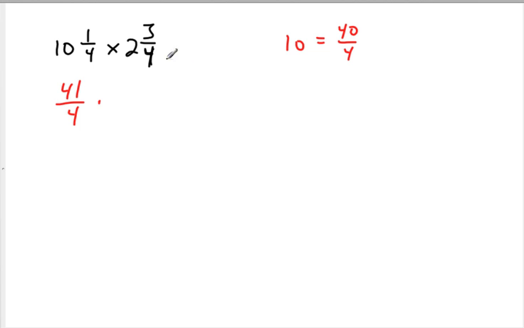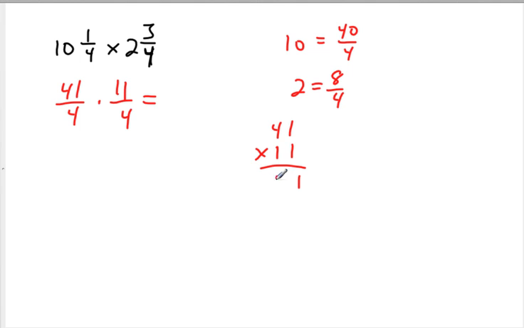And then we're going to multiply that by, if we wanted 2 and we wanted to turn 2 into fourths, that would be 8 fourths, right? So we already have 3, so 8 fourths plus 3 fourths is 11 fourths. So here is our two fractions that we're going to multiply. Now in this case, there is no reduction that can be done here. So unfortunately, we have to make a multiplication of two fairly large numbers here, 41 times 11.